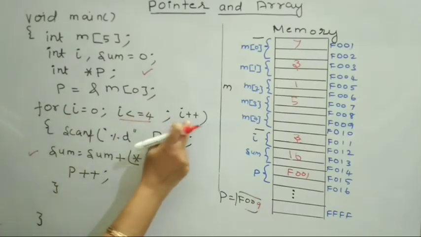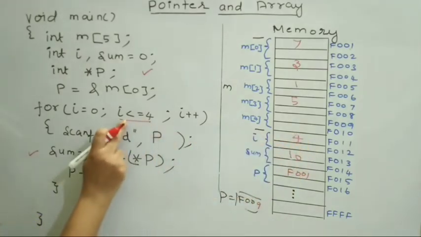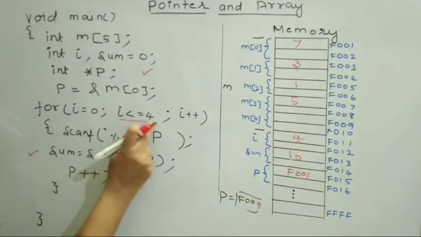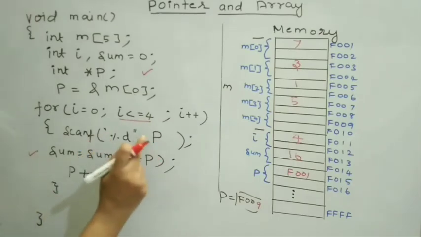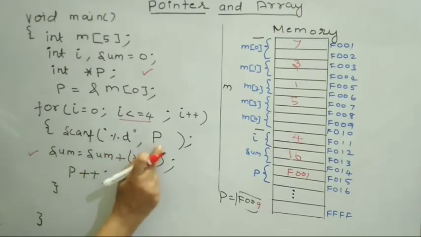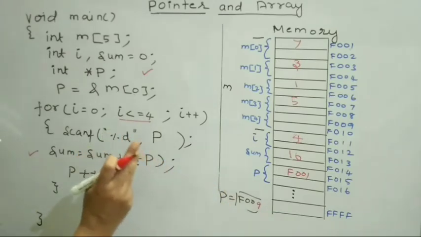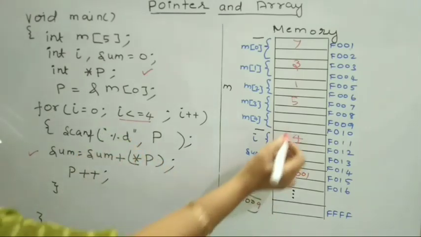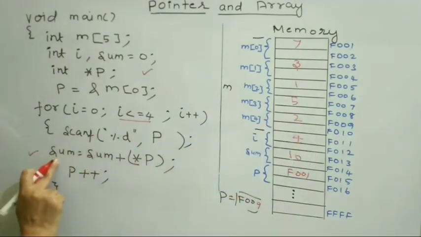Now value of I is incremented by 1. I becomes 4. It checks for the condition. I is equal to 4. The condition is satisfied. I am getting inside this loop. Okay, get an integer value using this scanf statement. That integer value is assigned to the memory address of p. P is F009. If I input integer value 2, that is assigned to this memory address, 2 is assigned here. Okay, then execute the statement.